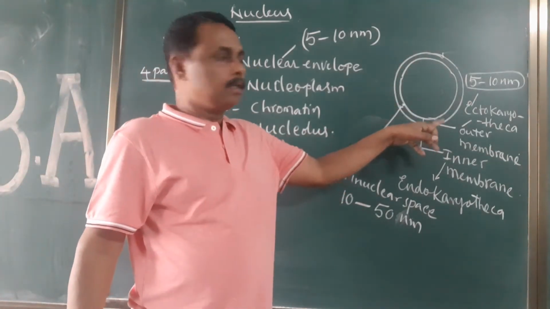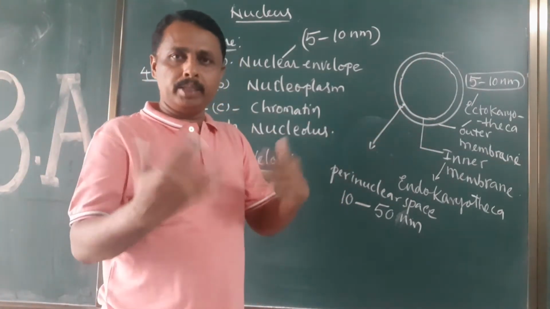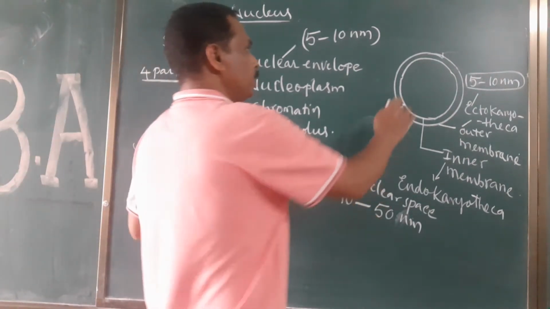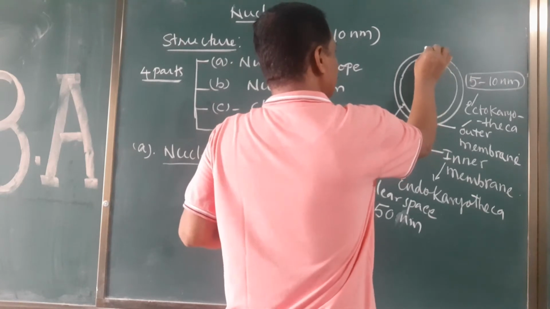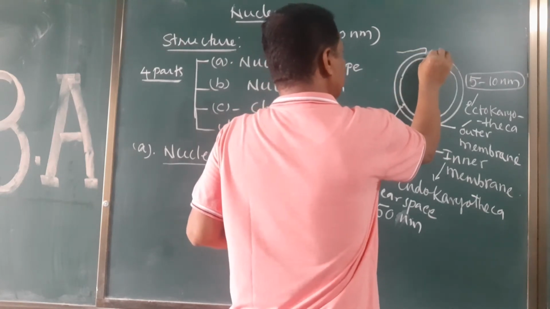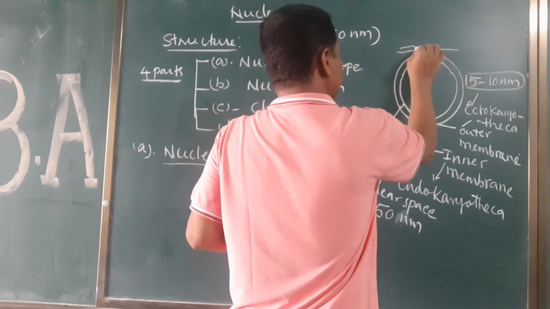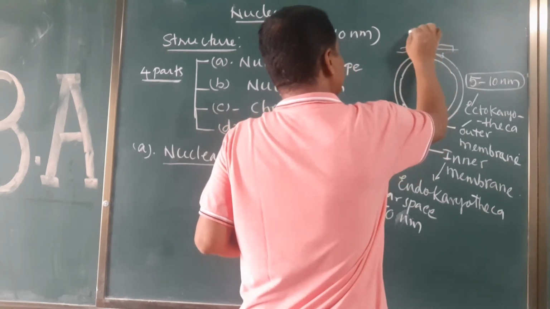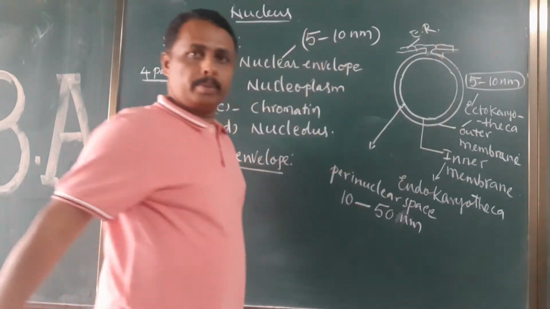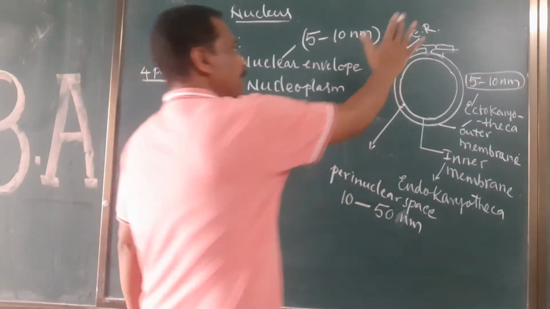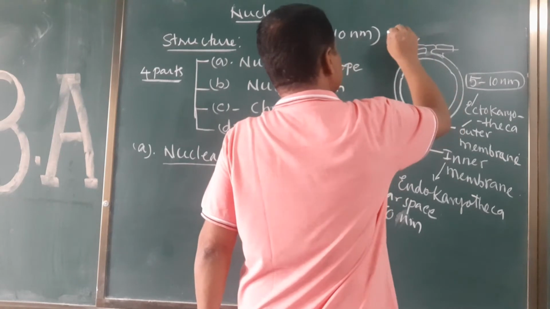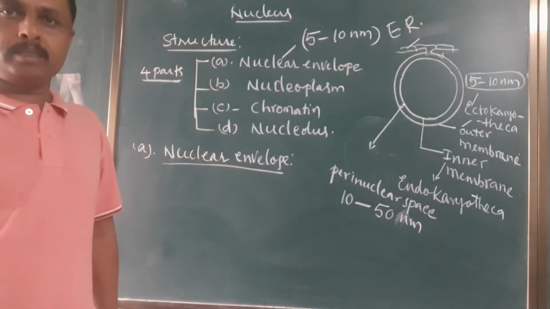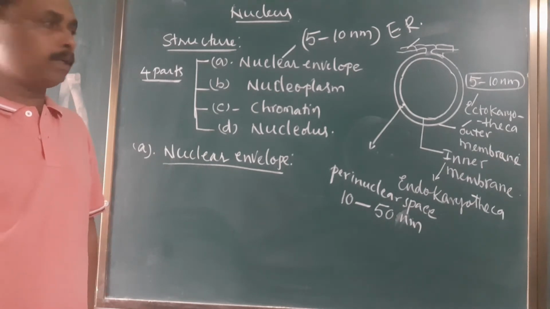And yes, outer membrane will be continuous with the endoplasmic reticulum. Suppose this outer membrane, it is continuing with a part of our endoplasmic reticulum. This is endoplasmic reticulum.